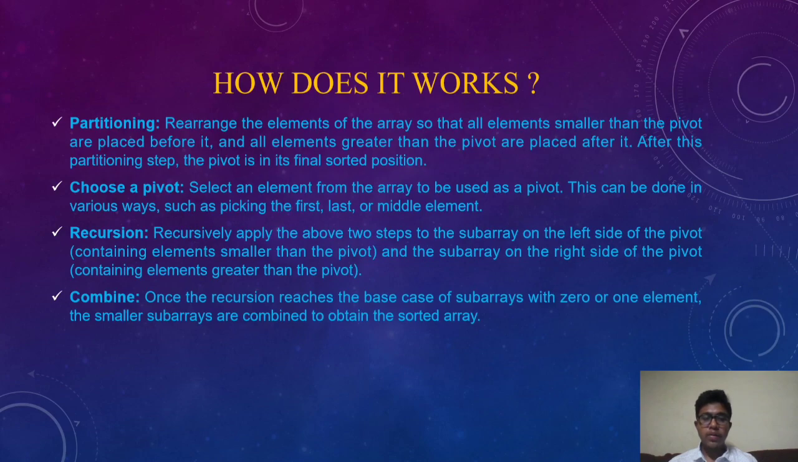Recursion. Recursively apply the above two steps to the subarray on the left side of the pivot, containing the elements smaller than the pivot, and the subarray on the right side of the pivot, containing the elements greater than the pivot. Combine. Once the recursion reaches the base case of subarrays with 0 or 1 element, the smaller subarrays are combined to obtain the sorted array.